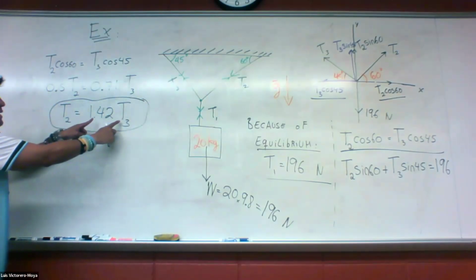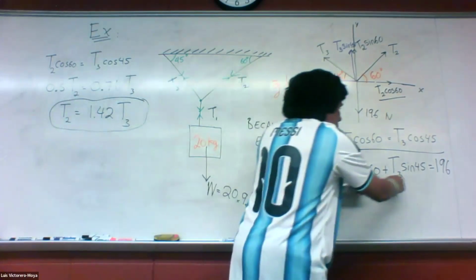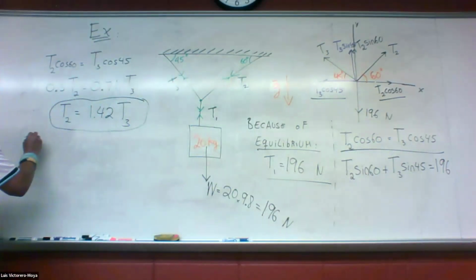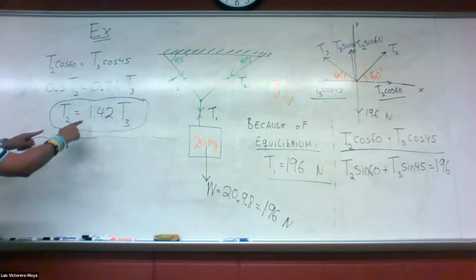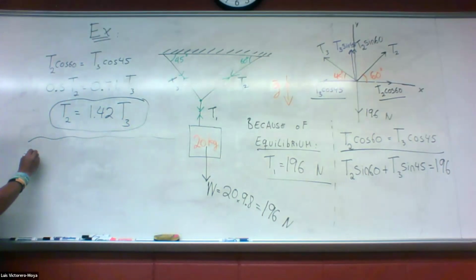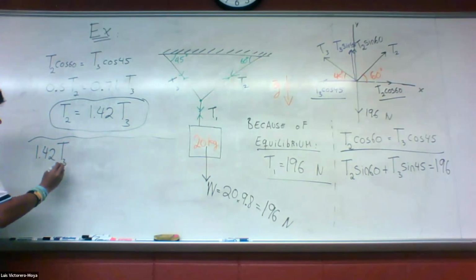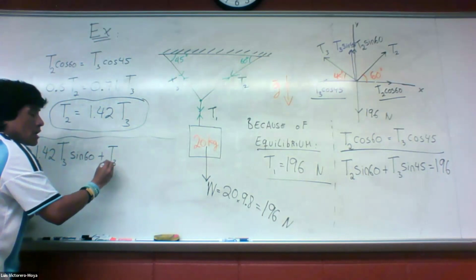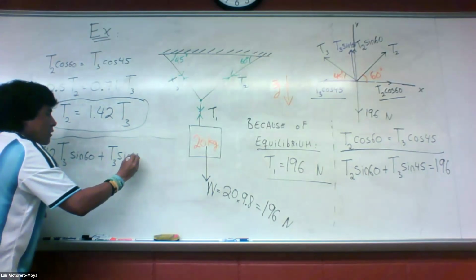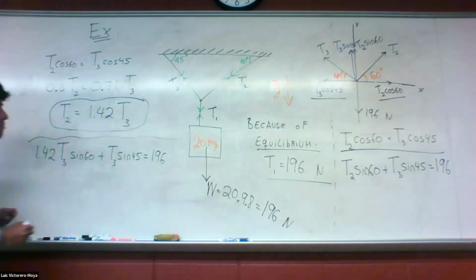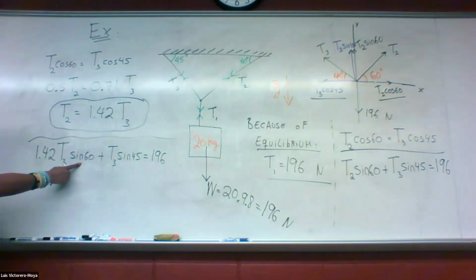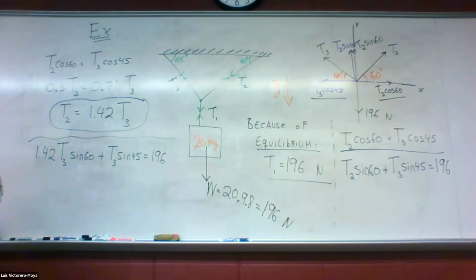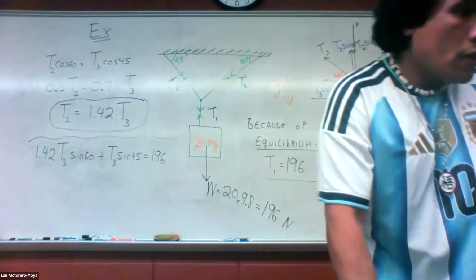Now let's substitute this here. T2 is this, right? So instead of T2, I write 1.42 T3 times sine of 60 plus T3 sine of 45 equals 196. All right, sine 60 is 0.87. So let's do this.